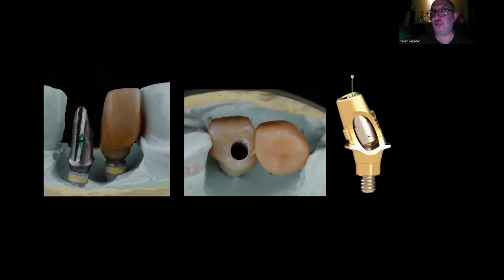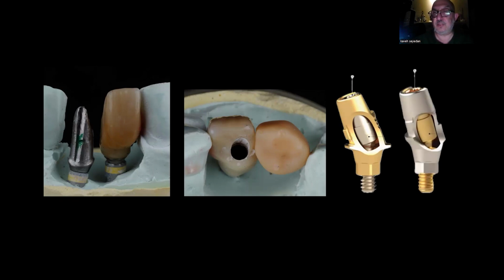The other solution is to use angle tie bases. They are not available for all brands yet. Some brands they have it, some brands they don't have it, but they're very good solutions and very good things to use.